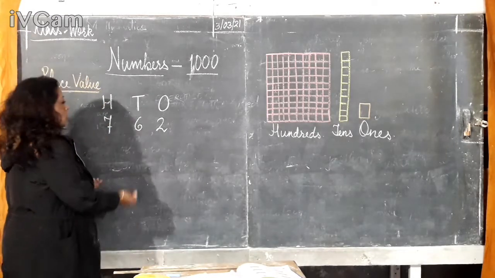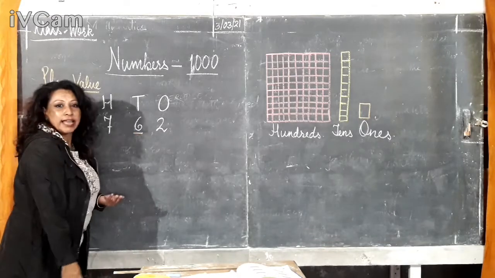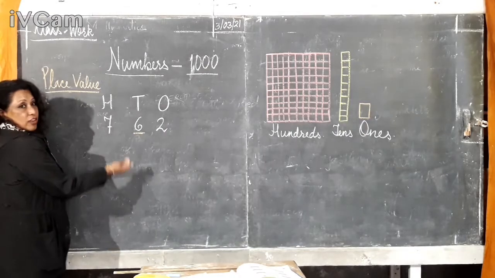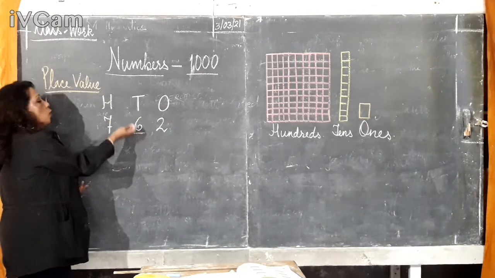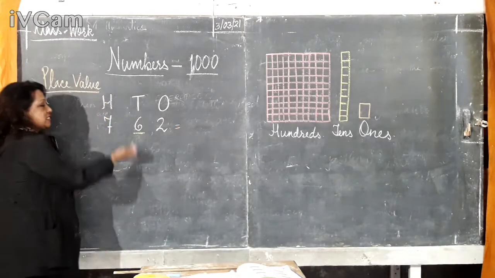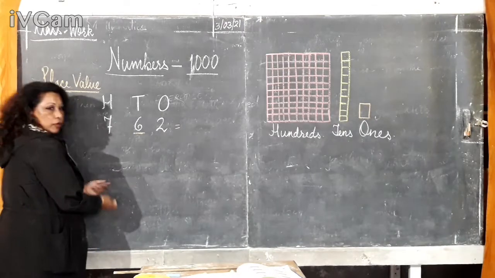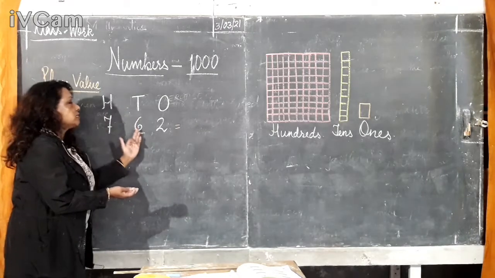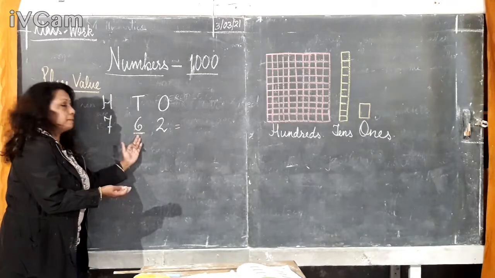Place value of 6. Let me underline 6. So what is the place value? Place value means under which unit does it stand? What does this 6 tens mean, and how do you write 6 tens? That is what is meant by place value: under which unit it stands, and what that unit tells you about how to write the number.